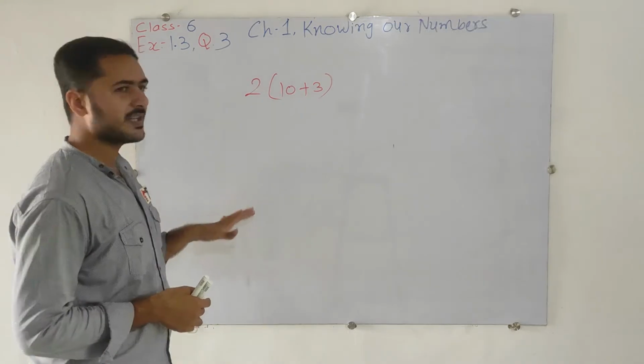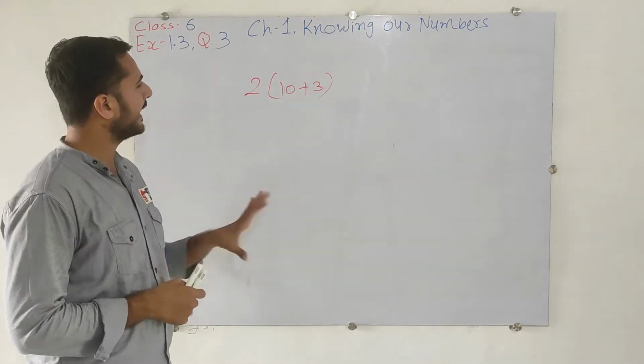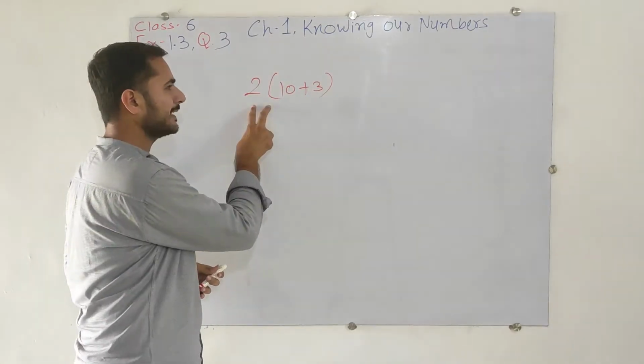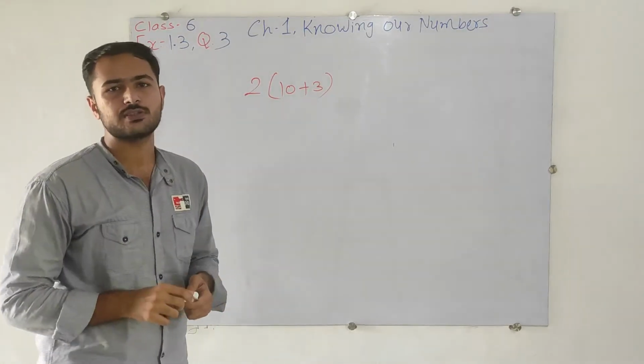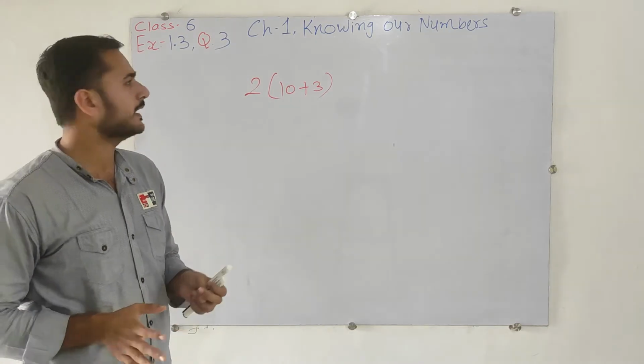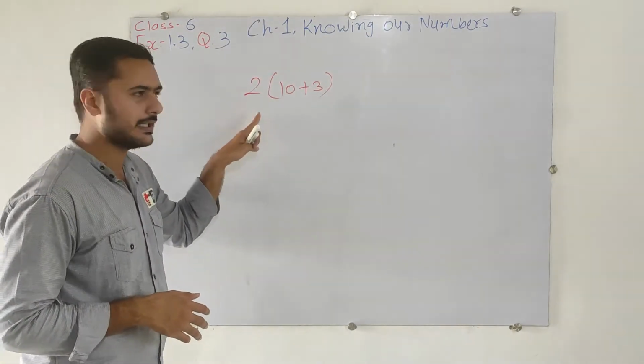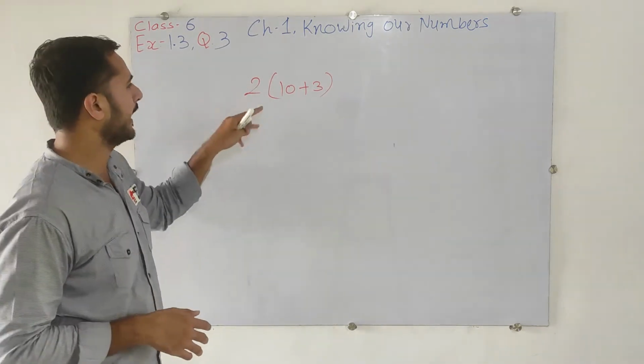Now one more example we are just going to do, that is 2 bracket 10 plus 3. As we have already discussed that in between 2 and bracket there is no sign, it means there is a multiplication sign. It's invisible actually, and no need to write the sign also. Without the sign we can just identify that there's a multiplication relation between 2 and the bracket.